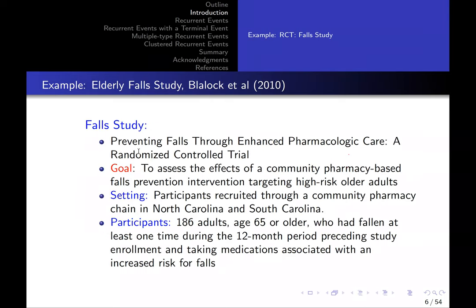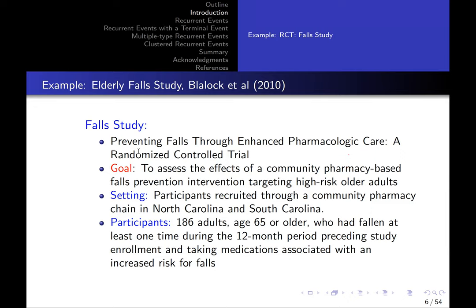I'm going to introduce a study which I was involved in maybe 15 years ago, and we published a paper. It's a randomized controlled trial. For this presentation, I call it the falls study. It's a randomized controlled trial for preventing falls through enhanced pharmacologic care.